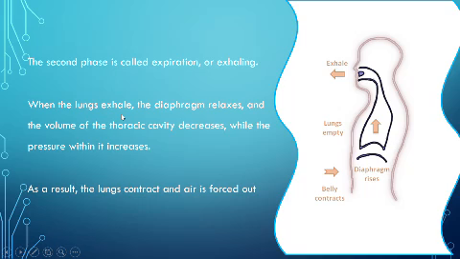When the lungs exhale, the diaphragm relaxes and the volume of the thoracic cavity decreases while the pressure within it increases. Okay, clear here: volume decreases, pressure increases. As a result, the lungs contract and air is forced out. That is called exhalation. Clear?